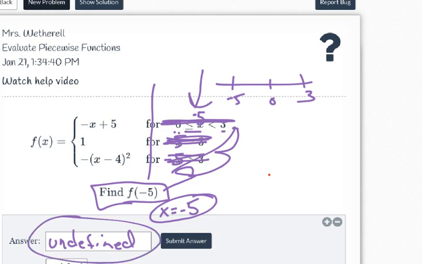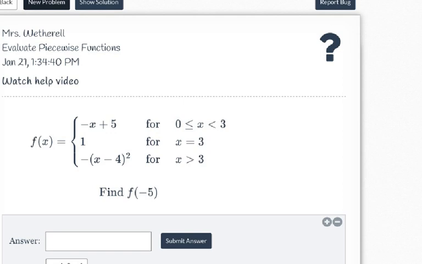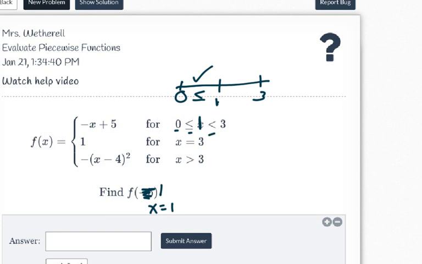Okay, I wanted to do one more just so you could see it because these examples didn't show you, so let me clear the ink of this page for a minute. So say that instead of negative 5, it was 1. So x equals 1. So looking at your conditions, is 0 less than or equal to 1 and less than 3? So 0, my number line, 1, and 3. Is 0 less than 1 or equal to 1? Yes. Is 1 less than 3? Yes. So this is the condition I would use.